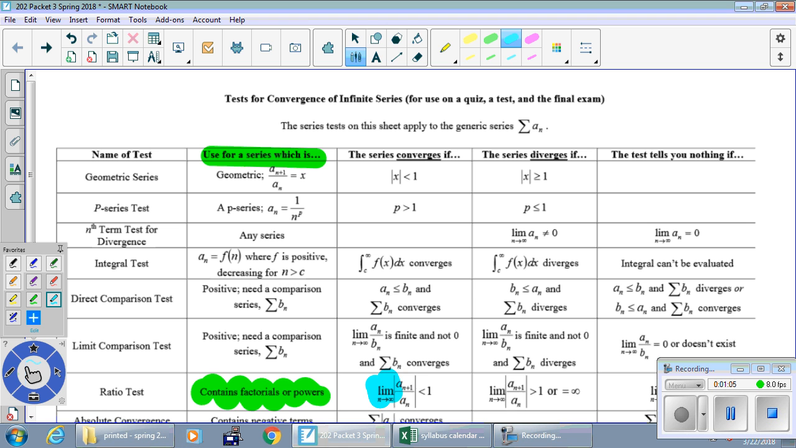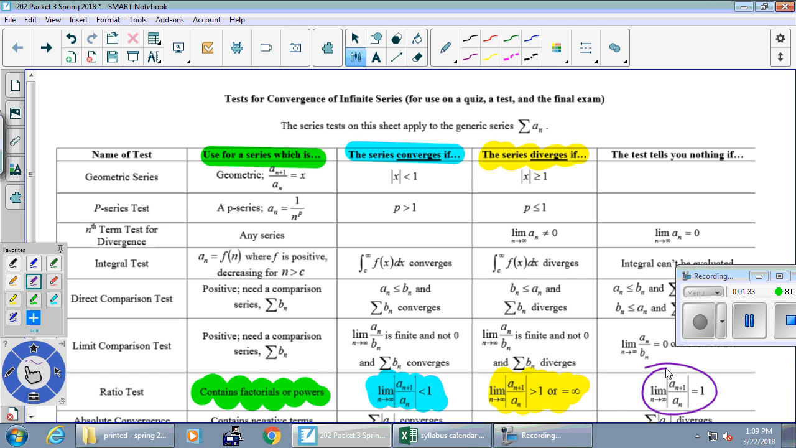If this particular limit is less than 1, that is the limit of the absolute value of the next term over the current term, if that fraction goes to any number less than 1, then the series converges, the original series. But if that limit is bigger than 1 or is infinity, then the series diverges. And finally, if it happens that this limit is equal to the dreaded number 1, then the test tells you nothing. It doesn't say the series converges. It doesn't say the series diverges. It doesn't tell us anything. We just need to use a different test because the ratio test failed.